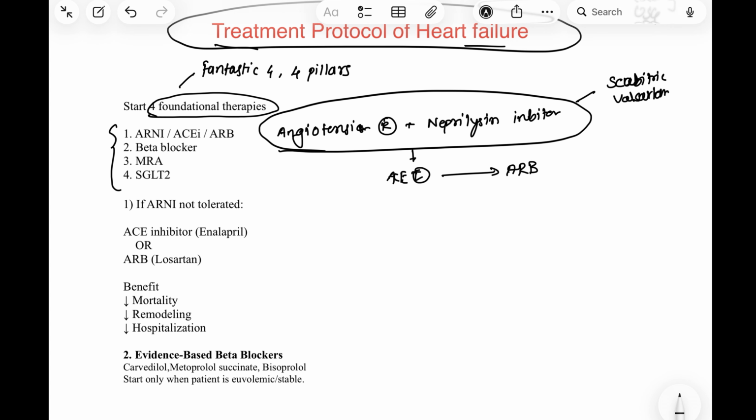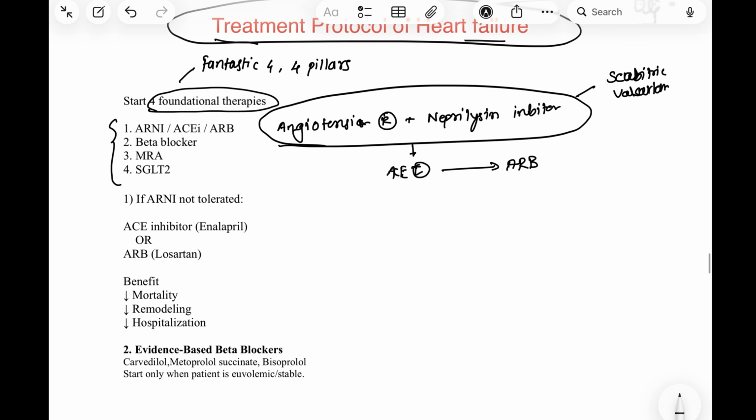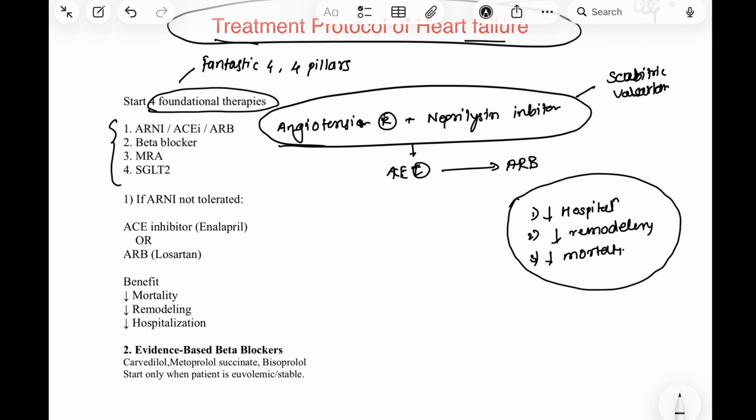Okay. Now, one thing I forgot to mention here is the reason behind calling these 4 lines of drugs the 4 pillars or Fantastic Four. So these 4 drugs or 4 therapies are associated with the maximum improvement for heart failure patients, like decreased hospitalization. The second one is decreased remodeling. Third one is decreased mortality, right? So these are the important key advantages that are associated with these 4 fundamental therapies. That's why it is always recommended to start the patient on these 4 fundamental therapies.